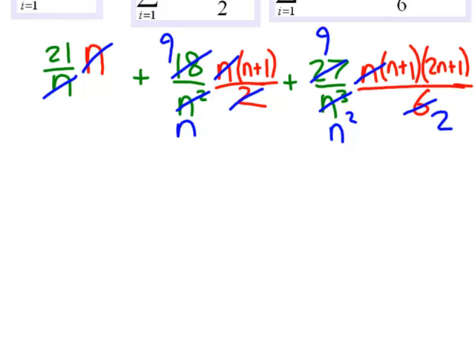And this is actually getting messy enough where I think it's time to rewrite. So we've got 21 plus, let's see, 9. I'll go ahead and distribute. So 9 times (n plus 1) will give us 9n plus 9. And that is over n.